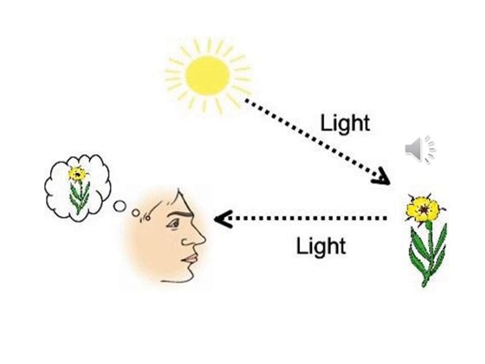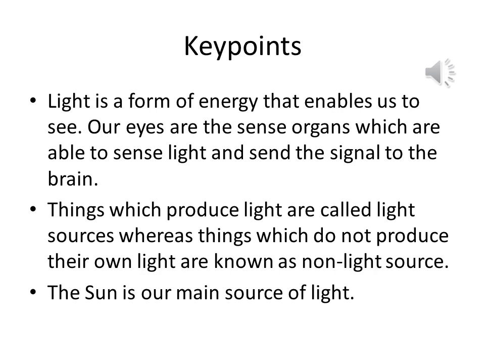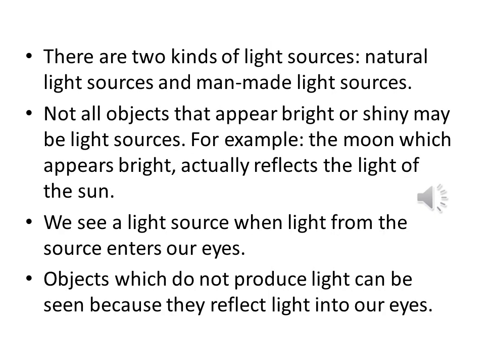Wow. Let's move on. Here we have some key points. What have we learned today? We have learned that light is a form of energy that enables us to see. And our eyes are the sense organs which are able to sense light and send the signal to the brain. Then we learned that things which produce light are called light sources, whereas the things which do not produce light of their own are known as non-light sources. The sun is our main source of light, correct? And we learned there are two kinds of light sources, the natural light source and the man-made light source.